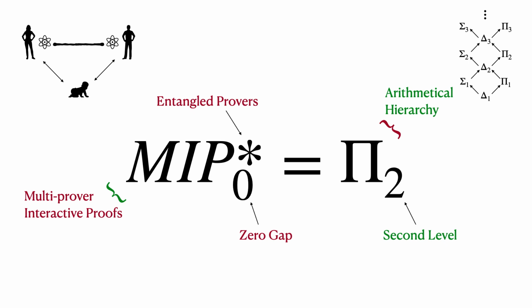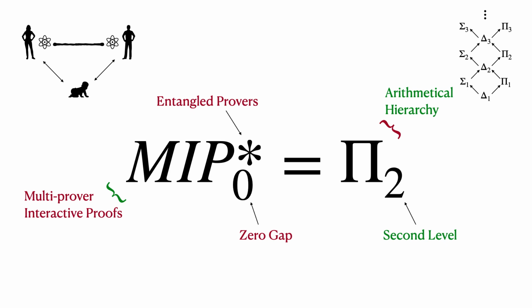MIP here stands for Multi-Prover Interactive Protocols. A star denotes that the provers in this protocol can share quantum entanglement, but as is the case with classical MIP, the provers are not allowed to communicate once the protocol begins. Zero here indicates that this class allows for zero soundness-completeness gap.